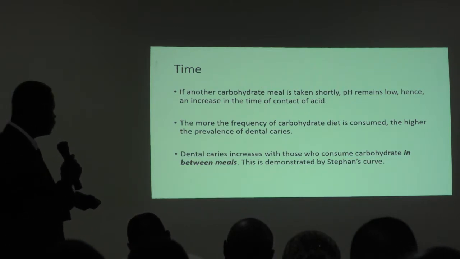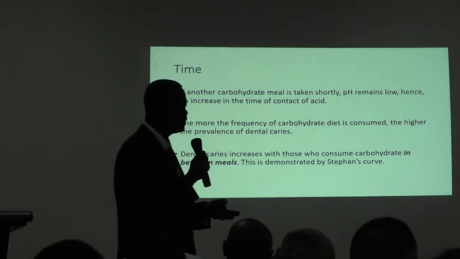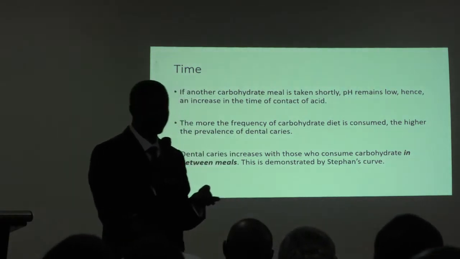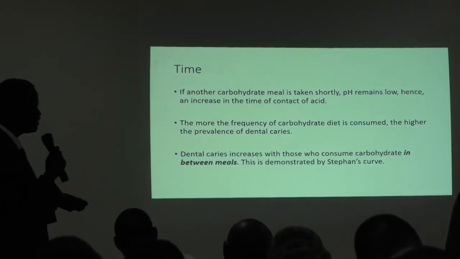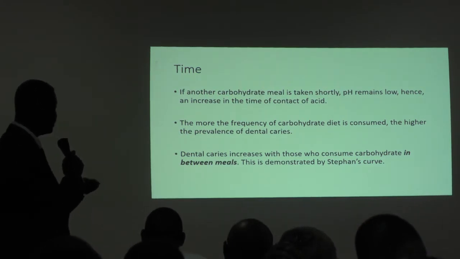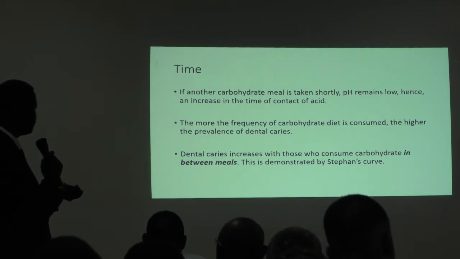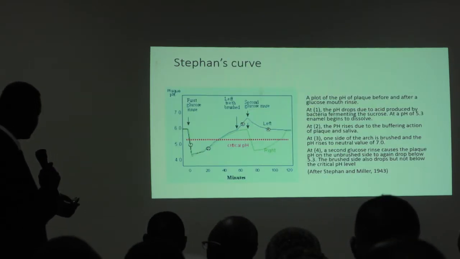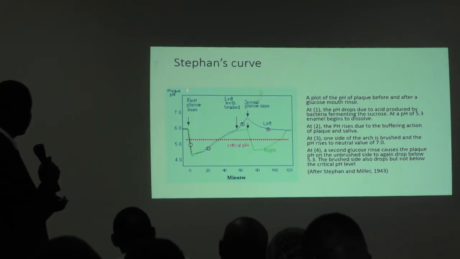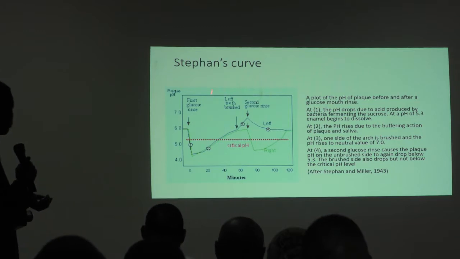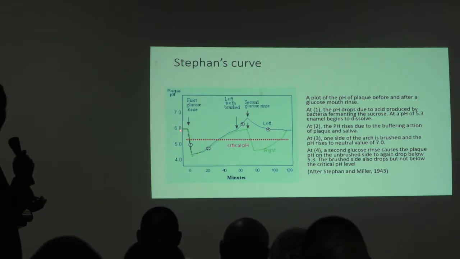Now, we talk about people who snack in between their meals, eating all these carbohydrate snacks, coffees and all those between meals. They also have high chances of developing cavities. And one man by name Stephan proved it with this graph. You realize that as soon as they had a glucose rinse, within a few minutes, the pH dropped below that critical level. Okay, then it begins to rise.